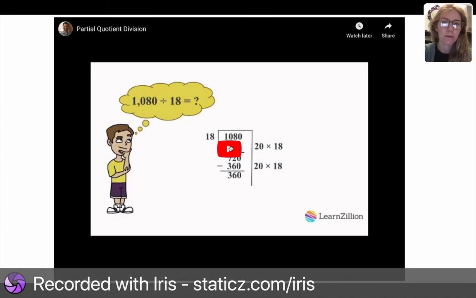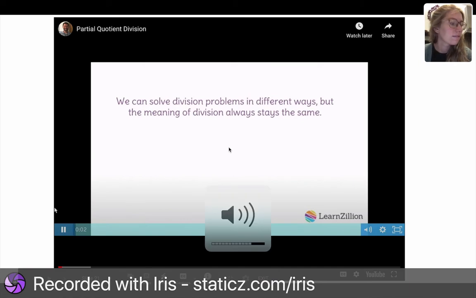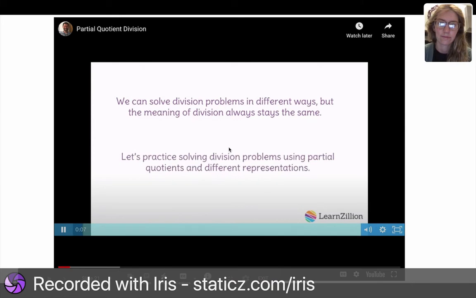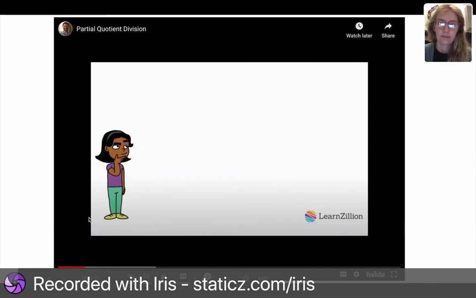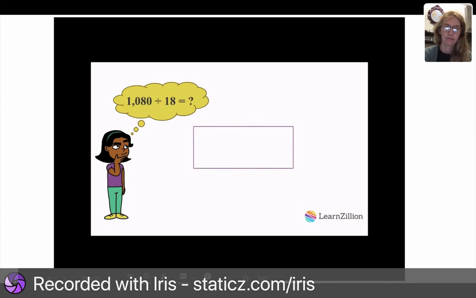So let's review how we do division with our method we learned last year. We can solve division problems in different ways, but the meaning of division always stays the same. Let's practice solving division problems using partial quotients and different representations. Gwen is wondering how to solve the equation 1080 divided by 18 equals something. Let's help her think about this by using partial quotients and an area model.